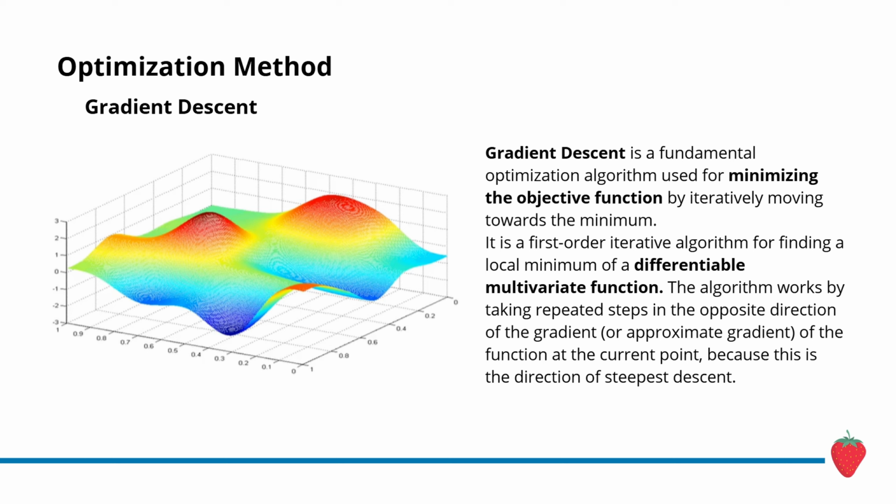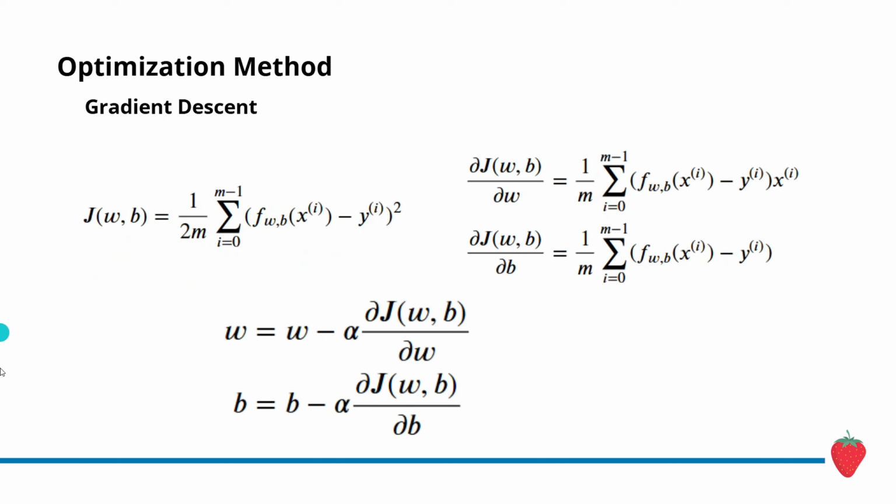This algorithm works by taking a repeated step in the opposite direction, as I said, to find the minimum. How do we calculate it mathematically? We have this. This is the mean squared error, and we do the differentiation via W and B. By some calculations, it gives us both of these. In order to optimize this in the end, we cannot optimize x because x changes over time, so we need to optimize W and B.